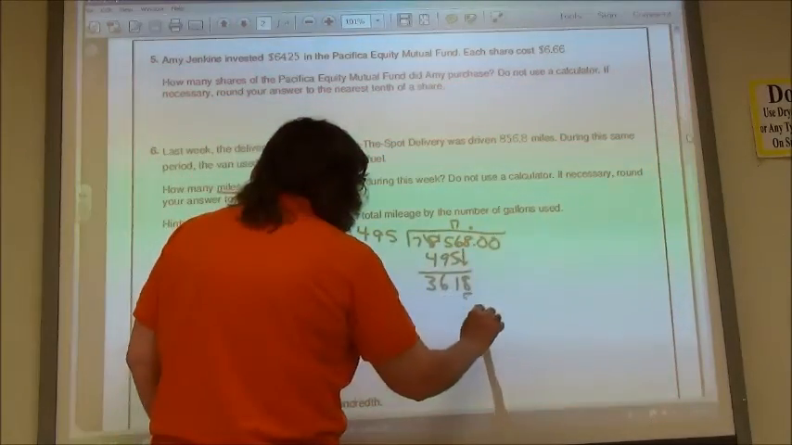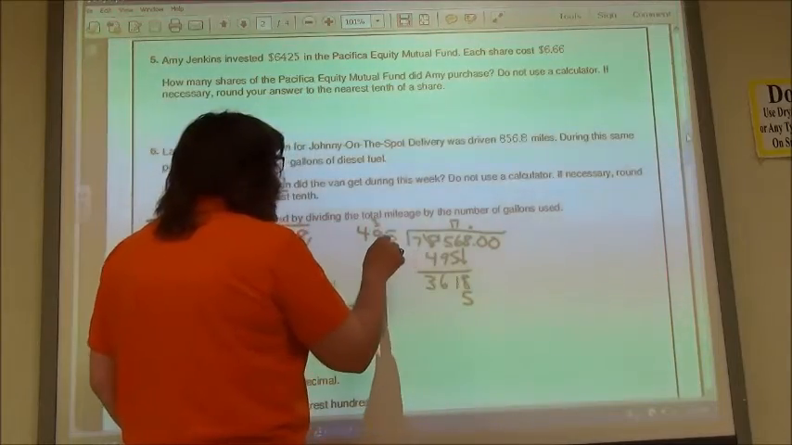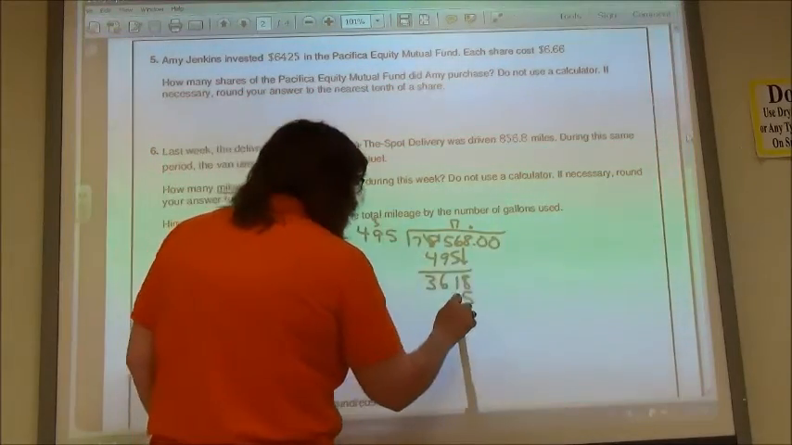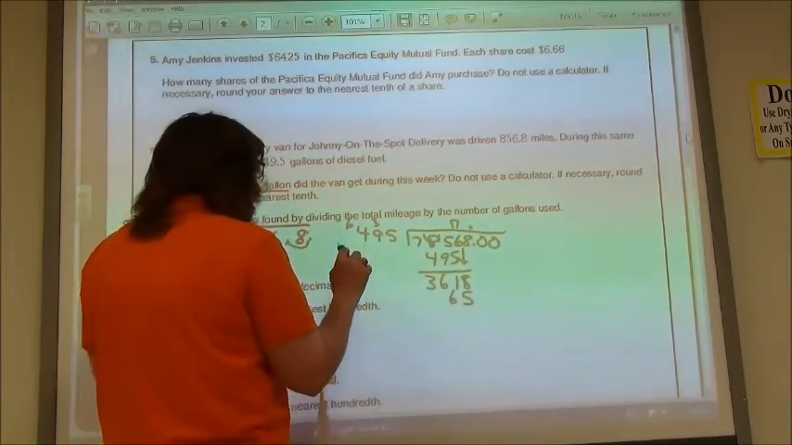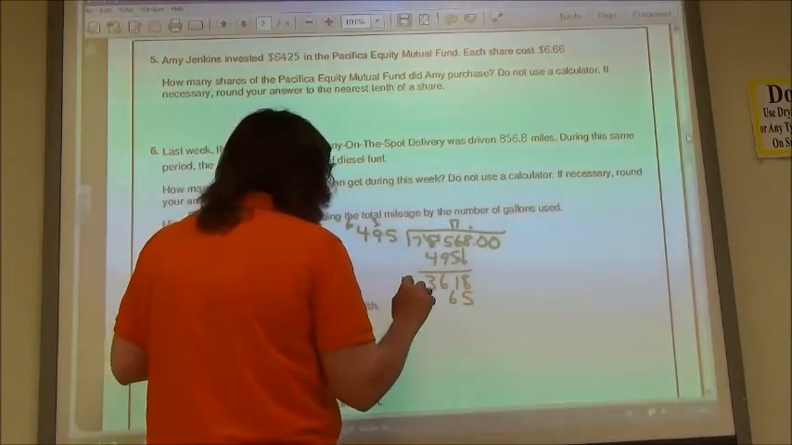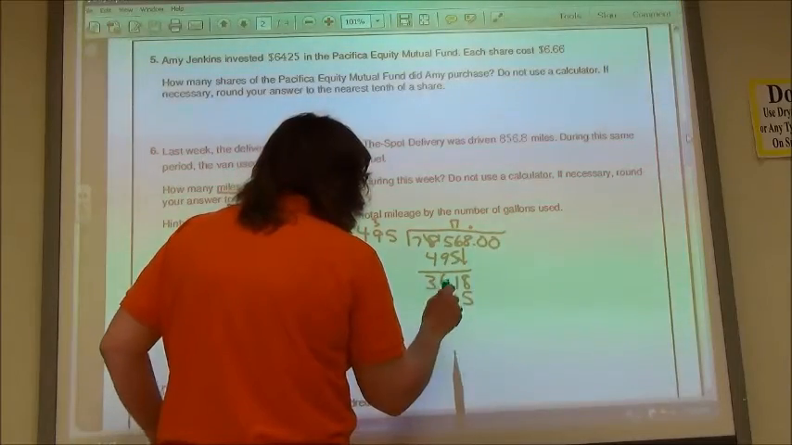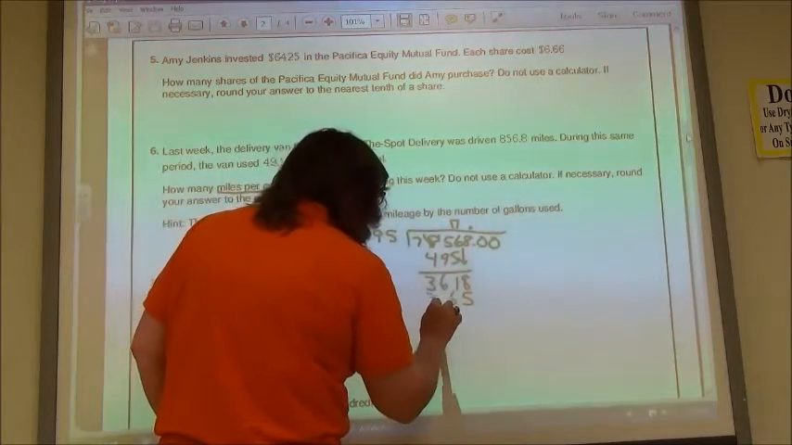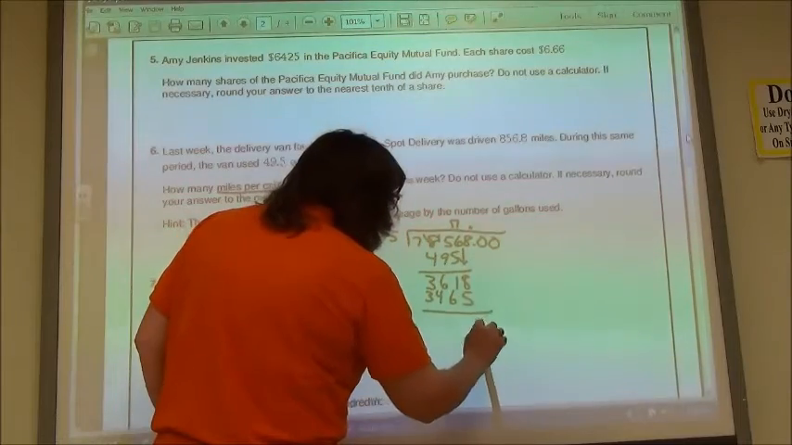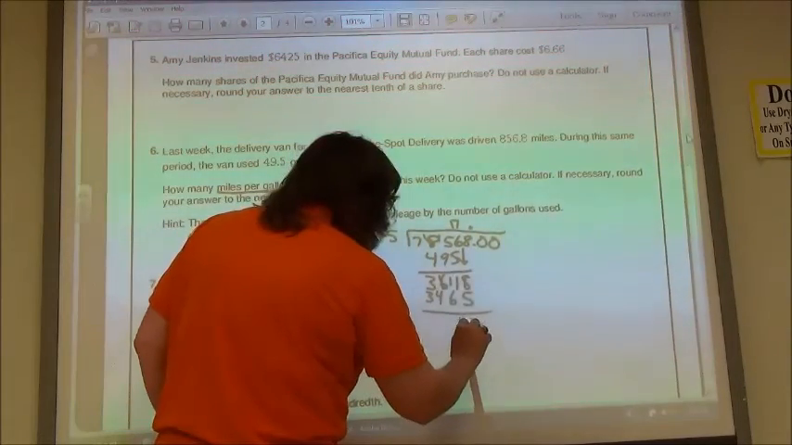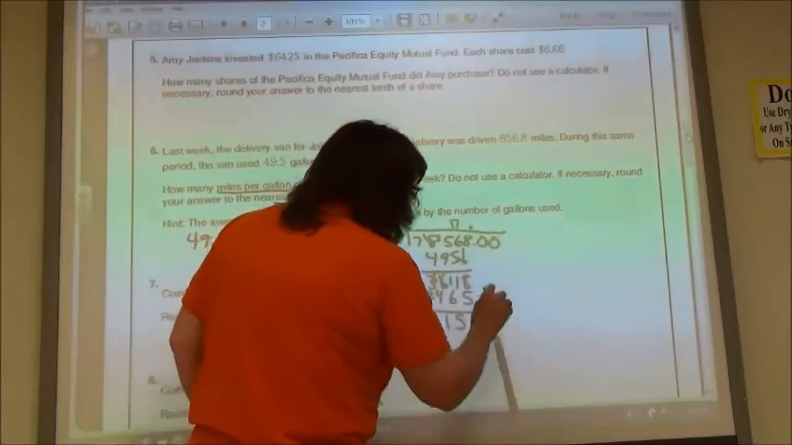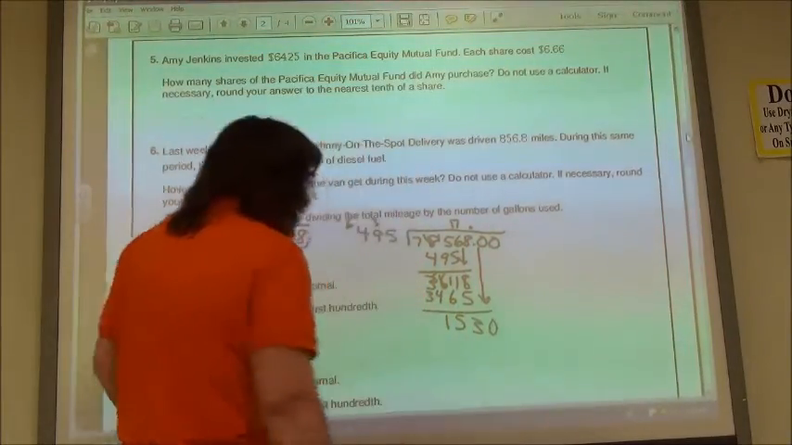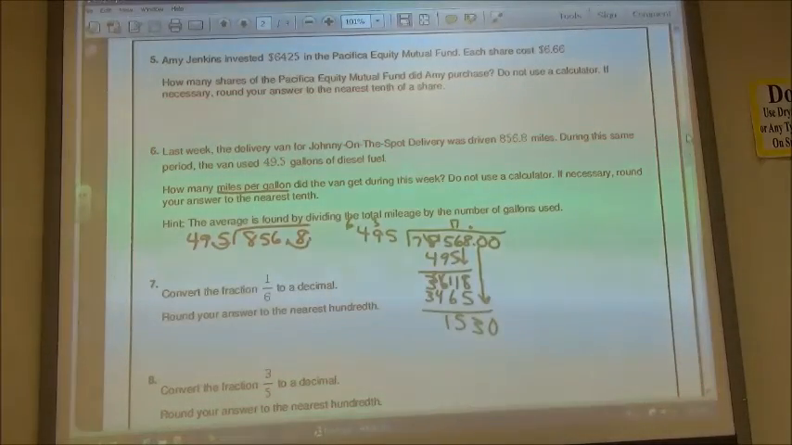7 times 5 is 35. 7 times 9 is 63, 4, 5, 6, 66. 7 times 4 is 28, 29, 30, 31, 32, 33, 34. 8 and 6 is 14, so 34. So we have 3, we have 11, so that would be 5, and then we have 153. And so now I've got to bring down my 0. So that's going to be after my decimal point there.